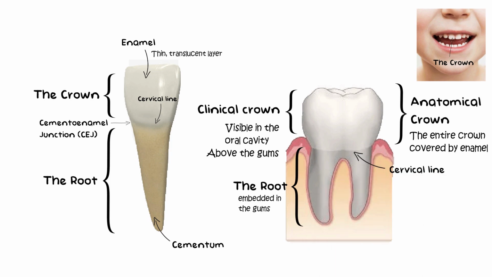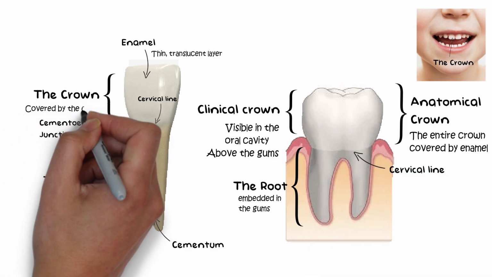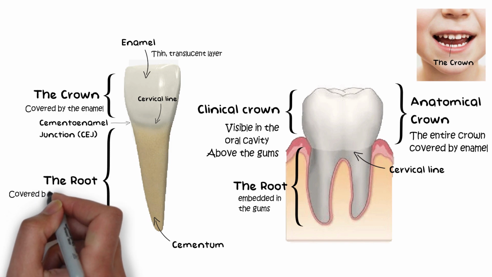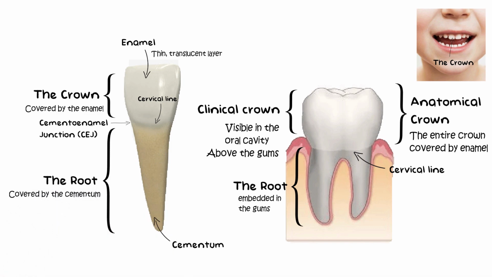So in short, the crown is the portion of the tooth covered by the enamel and a huge chunk of which is visible in the oral cavity, while the root is the portion of the tooth covered by the cementum and is usually embedded in the gums.